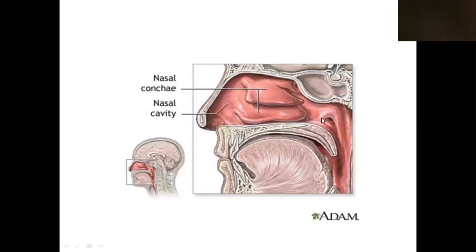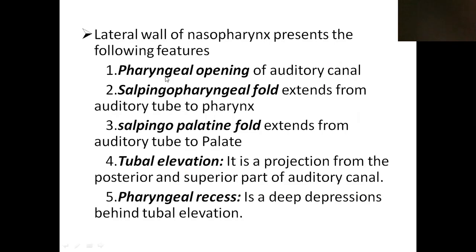See here, this is a nasal cavity. So here in this image, this is a nasopharynx. This is a sphenoidal sinus. So here comes that nasopharyngeal tonsil. In addition to that, here we can see one opening. It is the opening of the eustachian tube. So first point, opening of the eustachian tube or pharyngeal opening of the auditory canal or eustachian tube.